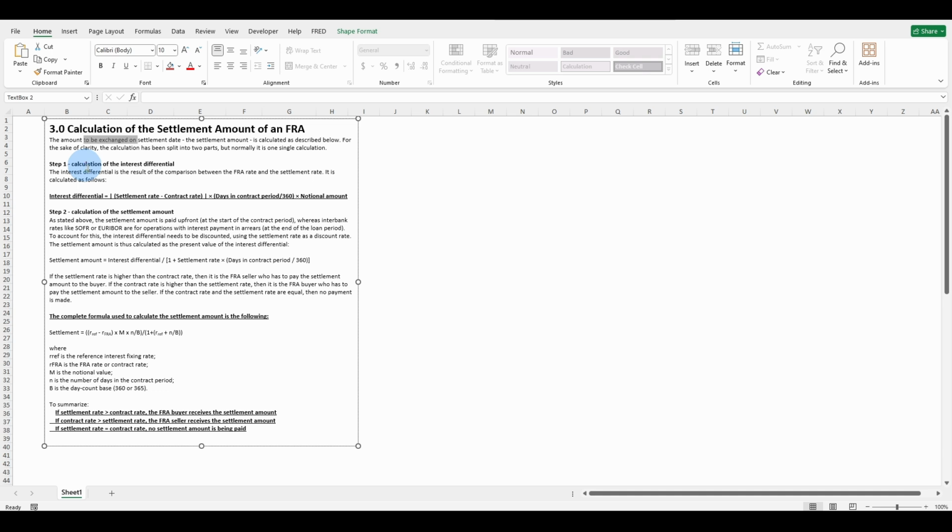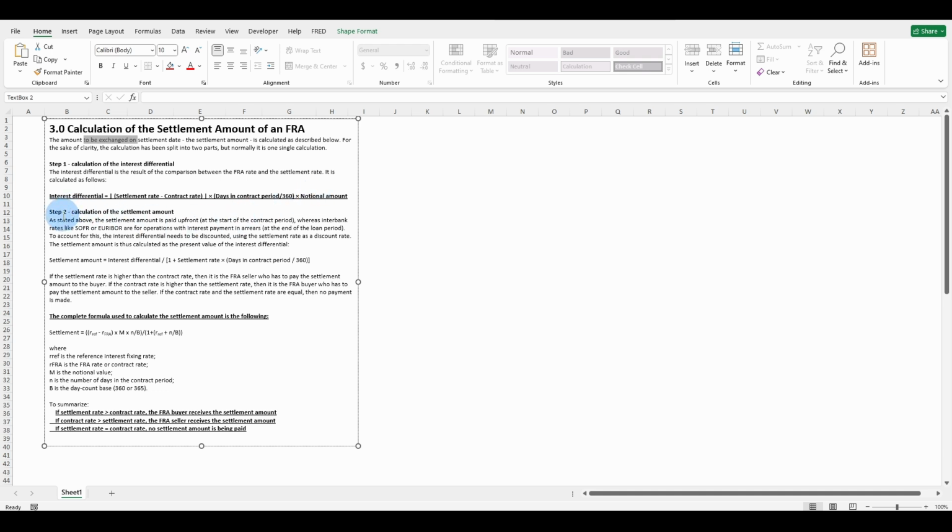The interest differential is the result of the comparison between the forward rate agreement rate and the settlement rate. It is calculated as follows. Interest differential is equal to the settlement rate minus the contract rate, times days in contract period divided by 360, times the notional amount.